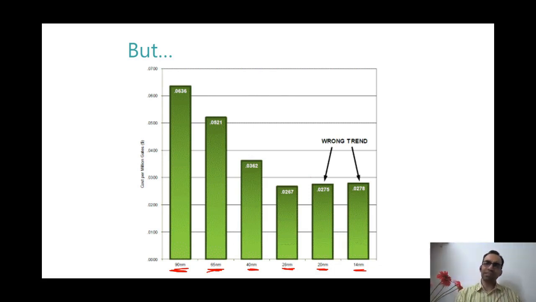but no, that's not the real reason. This is cost per transistor. This is only about manufacturing cost. Why is it breaking? Why is it increasing now?